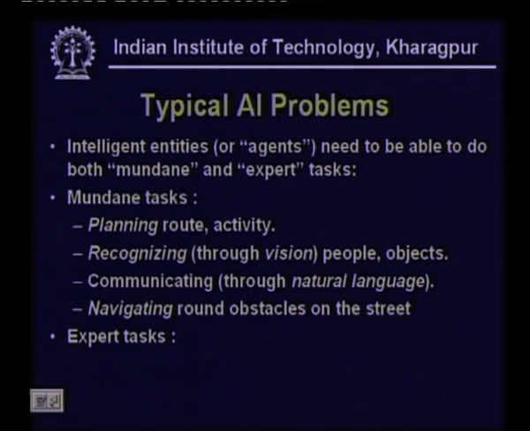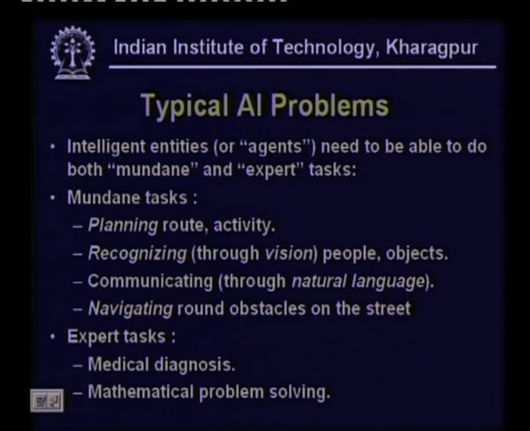Thirdly, we communicate with each other through natural language. Fourthly, we navigate around obstacles in the street. So these are the tasks that we do routinely. In fact, most animals do these tasks routinely. And then there are expert tasks like medical diagnosis, which only a doctor who is an expert in the field does, and mathematical problem solving, which can be done effectively only by good mathematicians.